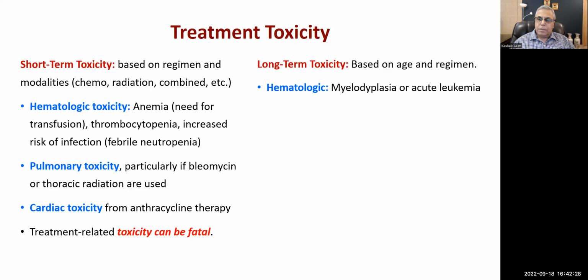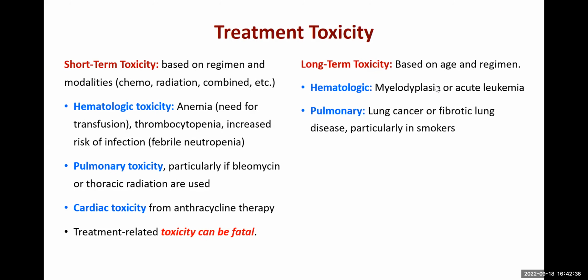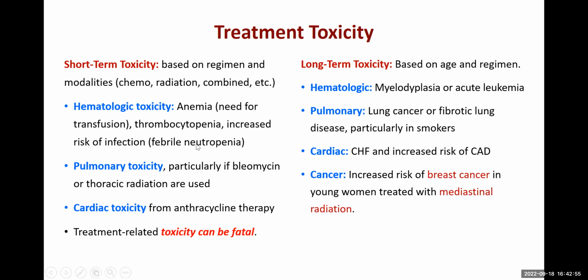Then we can get long-term toxicities. Myelodysplasias or leukemias could be there. Pulmonary toxicity could lead to lung cancer. Fibrosis of the lung is a risk factor for lung cancer, particularly in smokers. We have seen that in the lung cancer chapter. Okay, then congestive heart failure could develop as a result of doxorubicin. Breast cancer as a result of chest irradiation for mediastinal tumors, okay, and neurological toxicities, right?